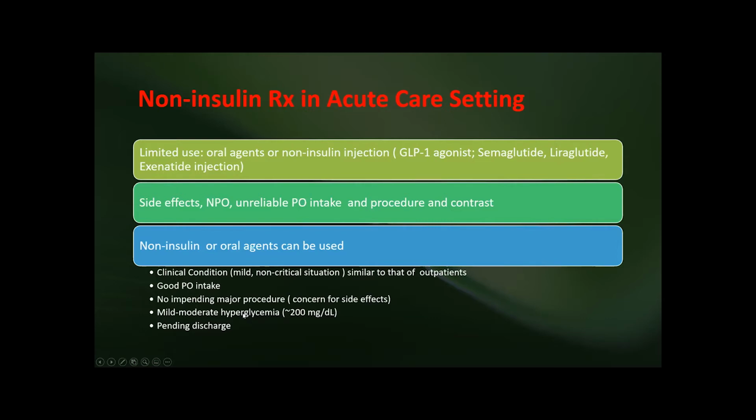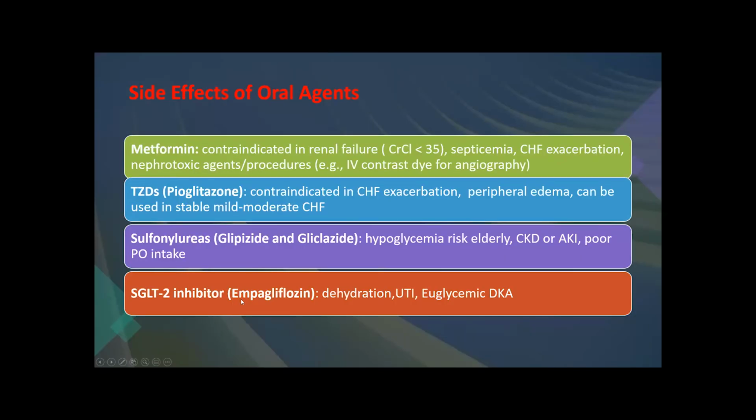And usually in an acute critical situation, insulin is the best choice. So why are the oral agents not widely used in the acute care setting? These are the widely used oral agents in the United States. I'm sure you have seen some of them, most of them in Burma as well.